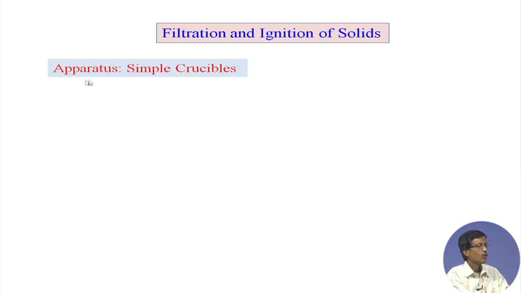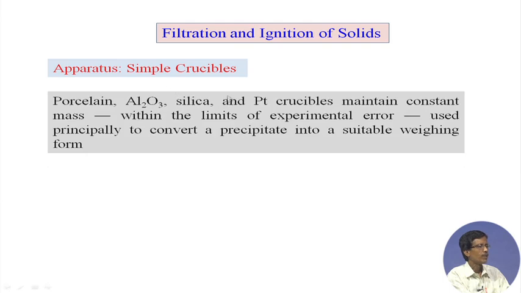So as I told you, the apparatus you can have are the simple crucibles, if we go for this ignition process. These simple crucibles are of different types. You can have porcelain, alumina, silica, or platinum crucibles. What they do is maintain a constant mass, within the limits of experimental error, definitely, because you can have an error bar when you go for the weighing process. They are used principally to convert a precipitate into a suitable weighing form.